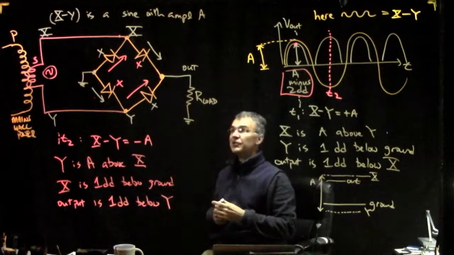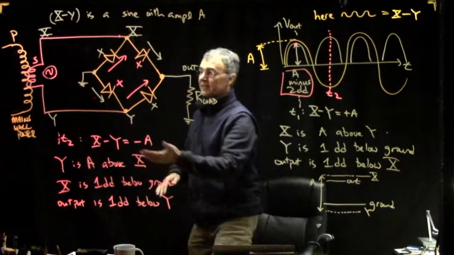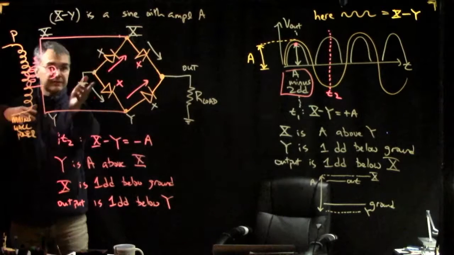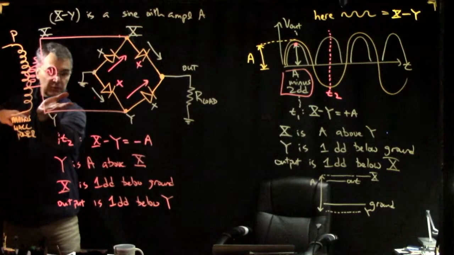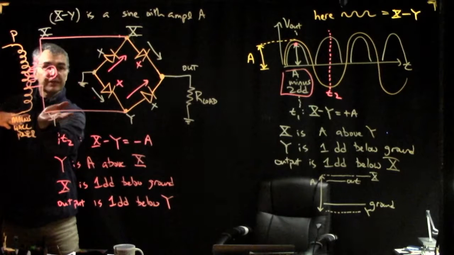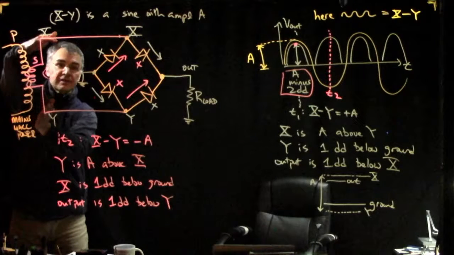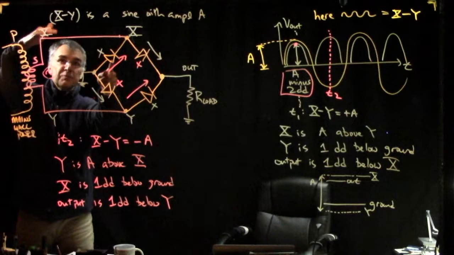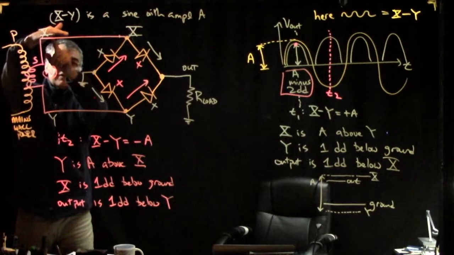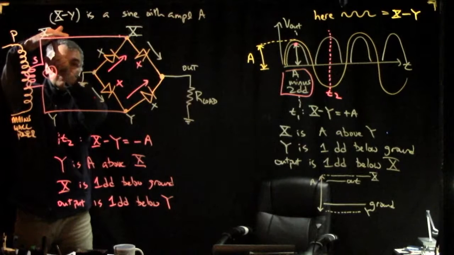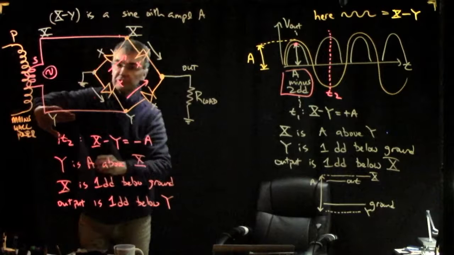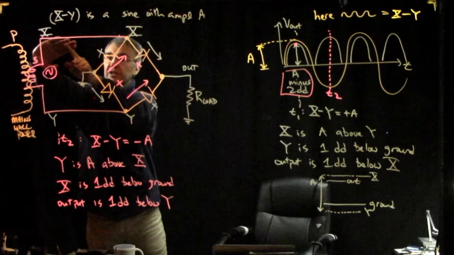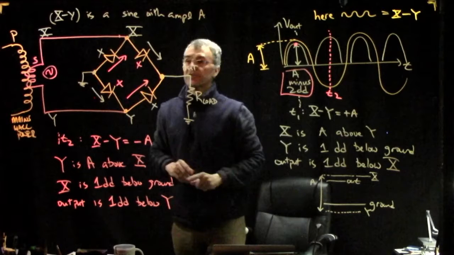So that's pretty tricky, right? So you say at one part of the wave, this diode pulls point Y down below ground by a diode drop. And then half a wave later, this diode pulls point X down one diode drop below ground. So Y is a diode drop below ground at this part of the cycle, and then X is a diode drop below ground at this part of the cycle.